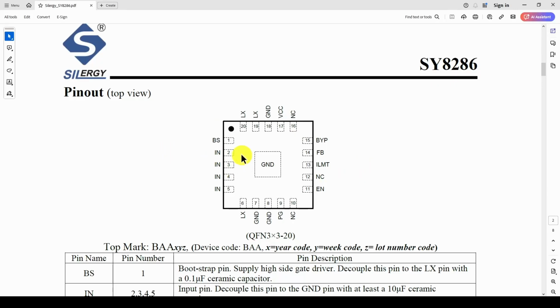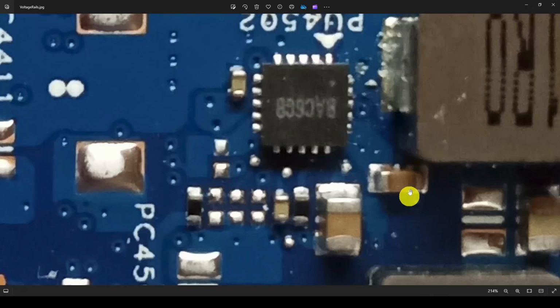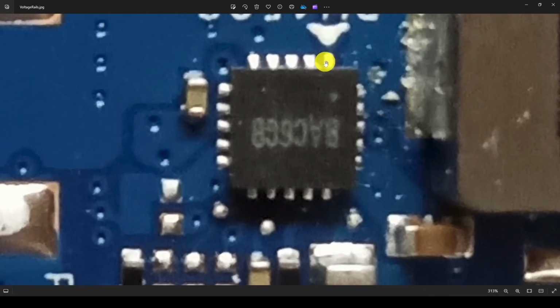So if you look at the pinout for this, pins 19 and 20 are both tied together going to the inductor. And then pins 2, 3, 4, and 5 are tied together. That's the input, 19 volts or whatever. So we've also got another pin going to the inductor. So we can check on the board and see, okay, here's pin 1.